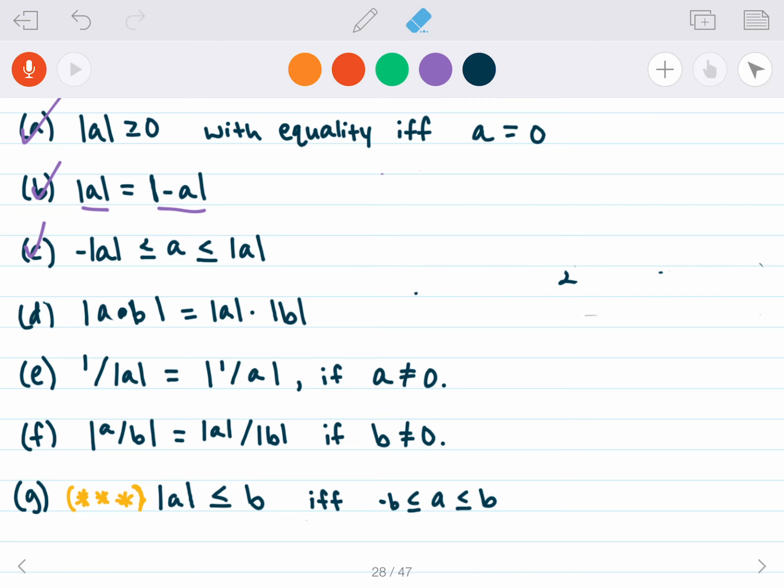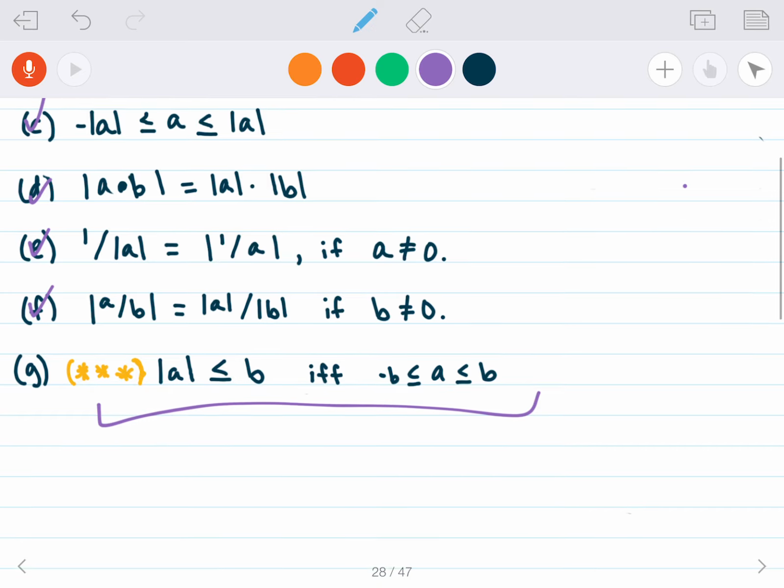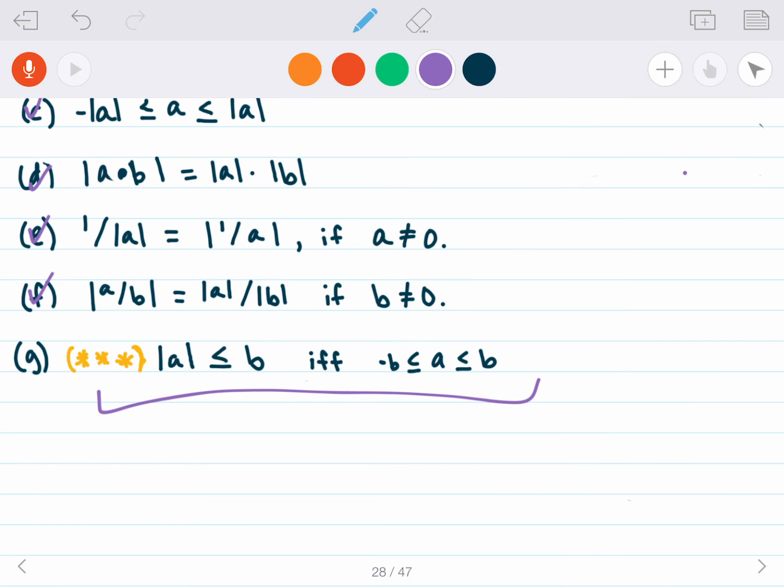And then this last one, G. So the quotient ones are similar to the multiplicative case. And of course, you can't have a denominator being 0. That's that little statement there. The last one is important in proving things too. It's just saying if the distance from 0 to A is less than or equal to B, then A has to live between negative B and B. And I think that's pretty clear if you draw a picture and think about it for a moment.